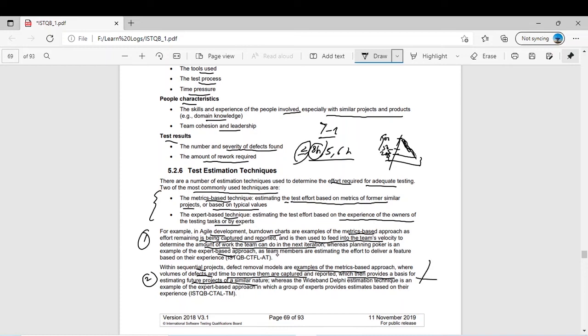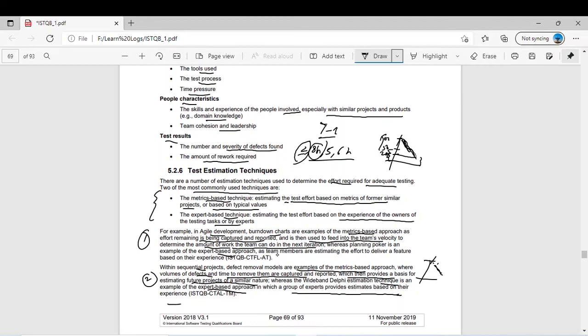What they do, at the start they thought that we have this many defects we could have in our testing, and then when these defects are reduced during the next release, let's say, or during any phase of the project, then they will use this data again for the next version or next release. Whereas the wideband Delphi estimation technique is an example of expert-based approach in which a group of experts provide estimates based on their experience.